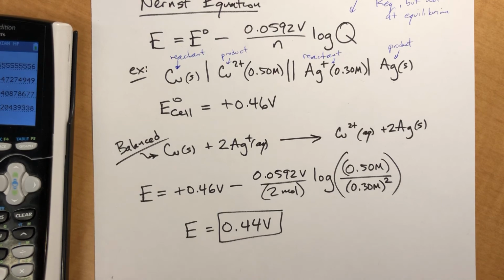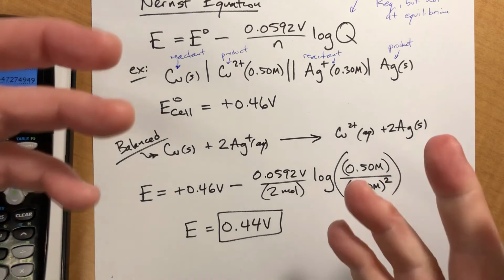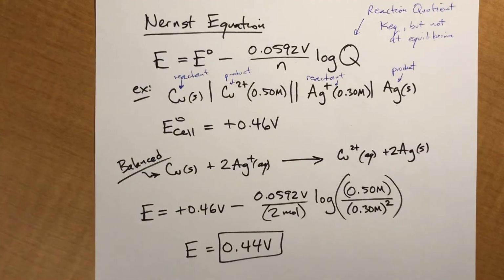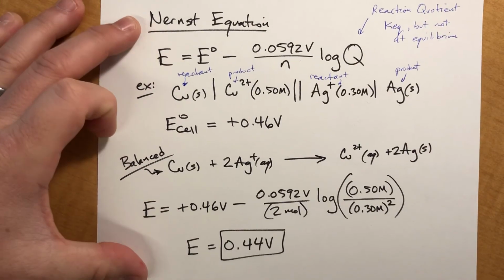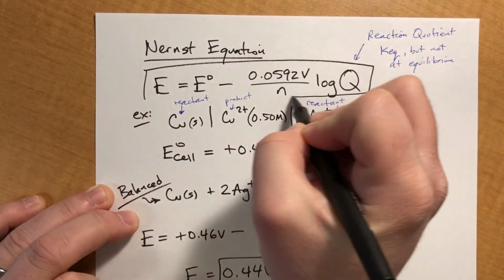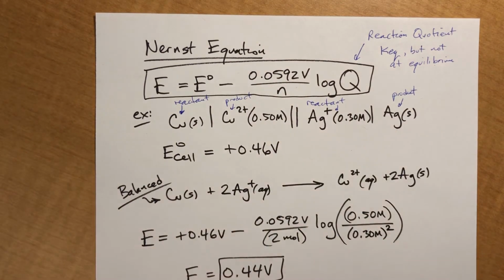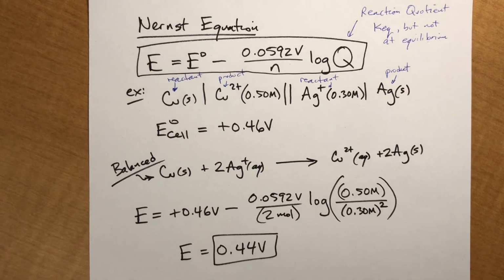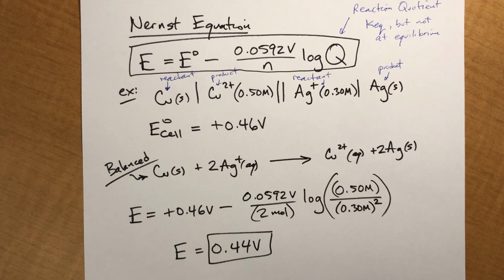You would have to have a pretty major change in concentration for the voltage to change much. But this is how you would calculate something at non-standard conditions. I guess I should circle this equation so it looks important in the notes. All right, this should be the end of the electrochemistry chapter. All right, thank you guys.